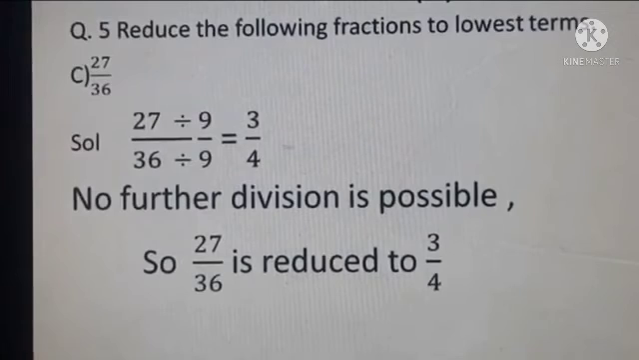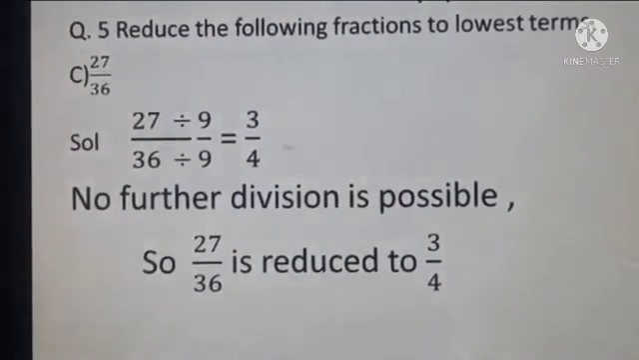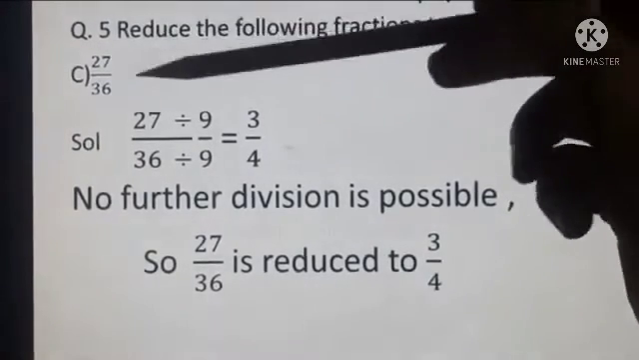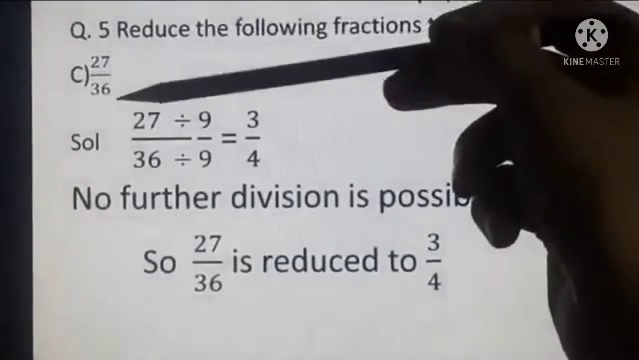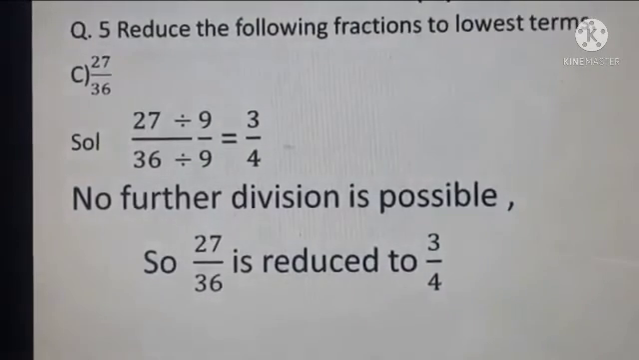Otherwise also, if you find the HCF of 27 and 36, HCF is 9. Then we will divide with HCF. And one more thing, if you start dividing with 3, that is also okay. अगर आप 3 से divide करते हैं, then further one more step you will divide with 3. I will take one question like this also.